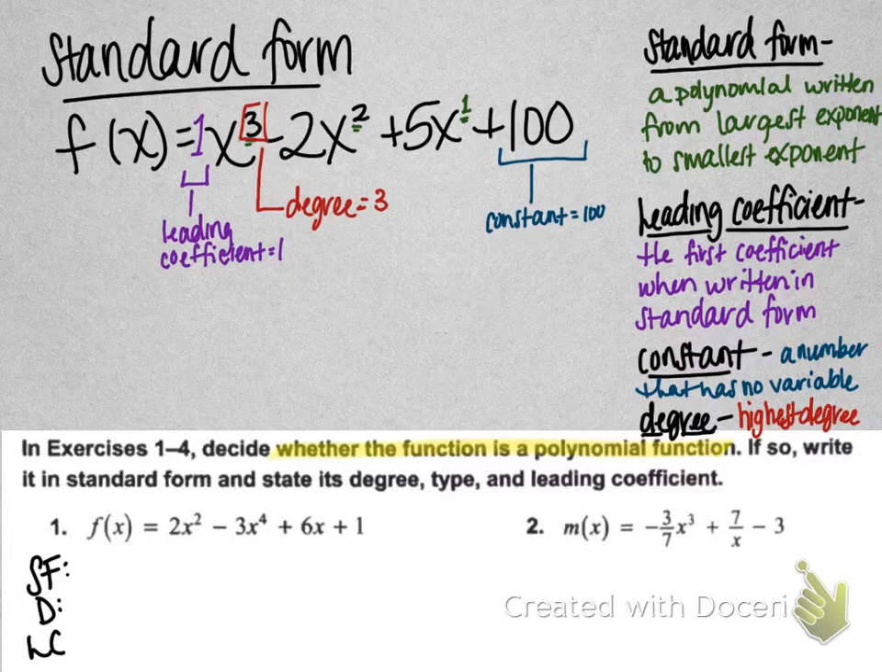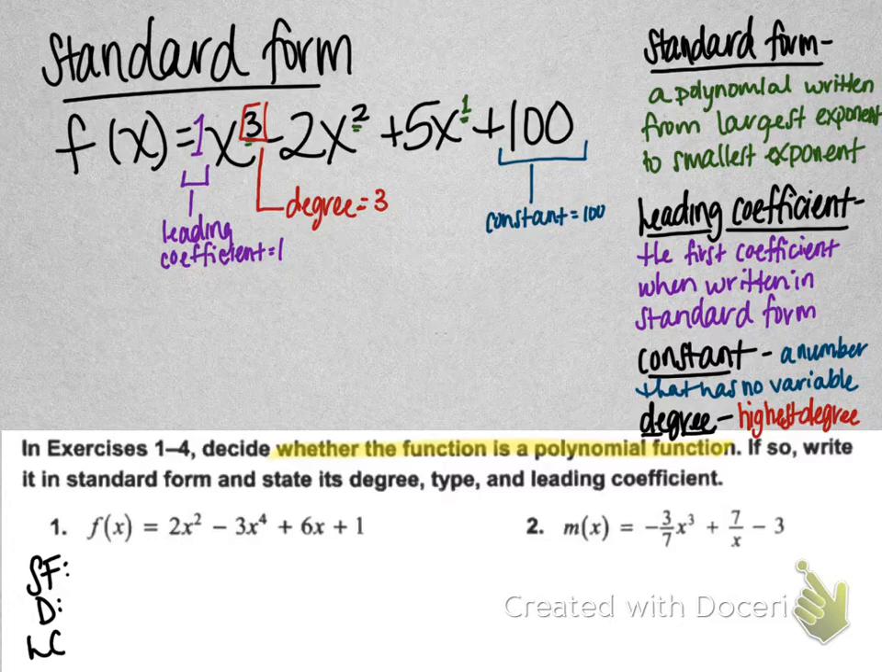So I'm going to look at my function for number 1, and I can see everything looks normal. It looks very similar to the one that I just did, so I can say, yes, this is a polynomial. Standard form is going to be where I take all of my terms and I put them from highest exponent to lowest exponent.